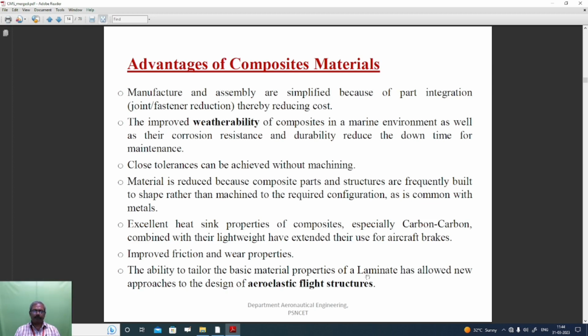Excellent heat sink properties of composites, especially carbon-carbon composite, combined with their light weight, have extended their use to aircraft brakes. They have improved friction and bearing properties. The ability to tailor the basic material properties of a laminate has allowed new approaches to the design of aeroelastic flight structures.